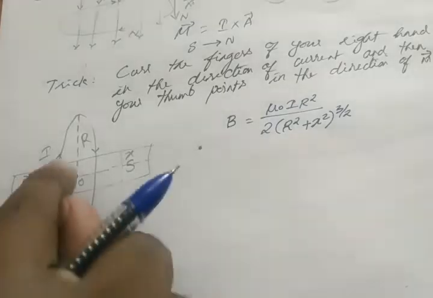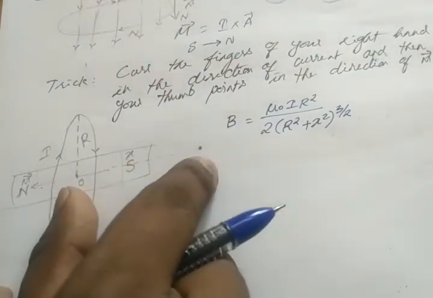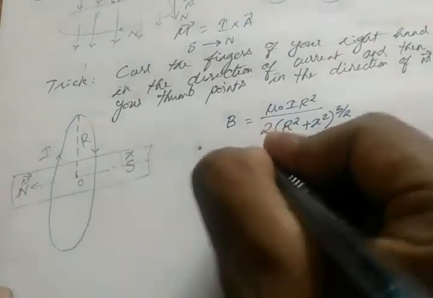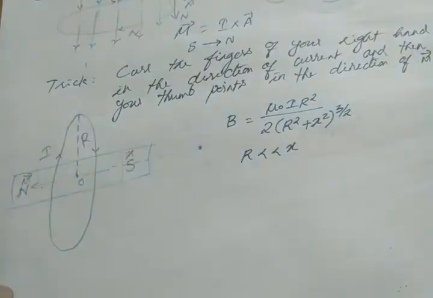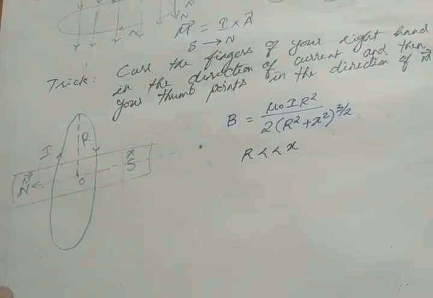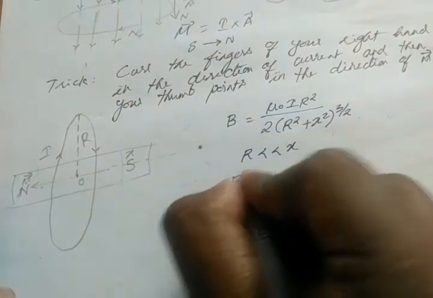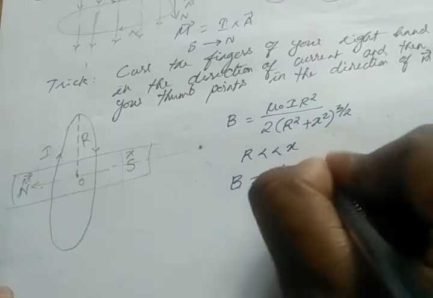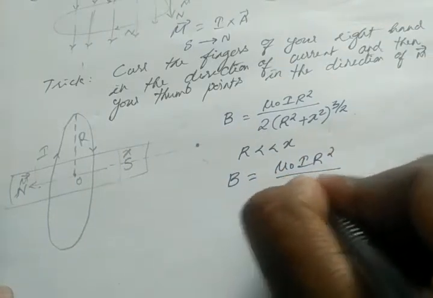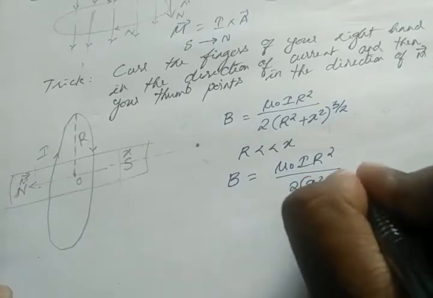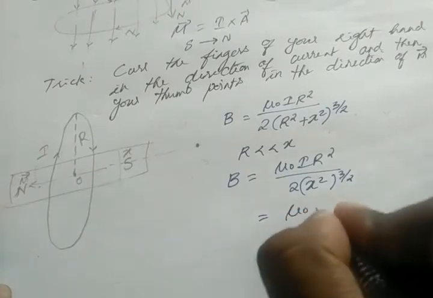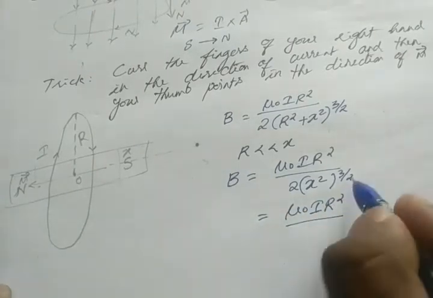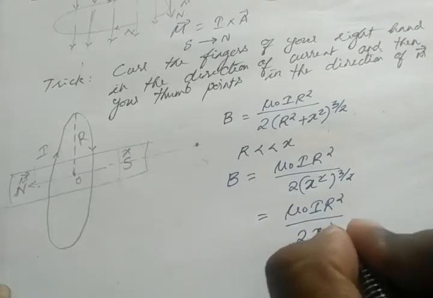Here we take the radius R of the coil to be very much less when compared with the distance x. So I can take R is very much less than x, so I can neglect this R. This equation will become B equal to mu naught I R square divided by 2 x square power 3 by 2. It further becomes mu naught I R square divided by 2 x cube.